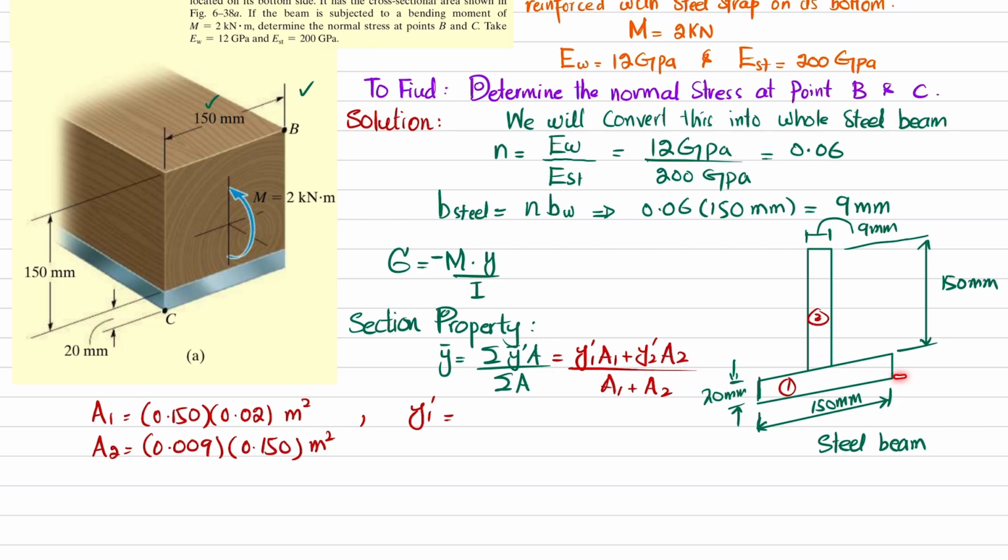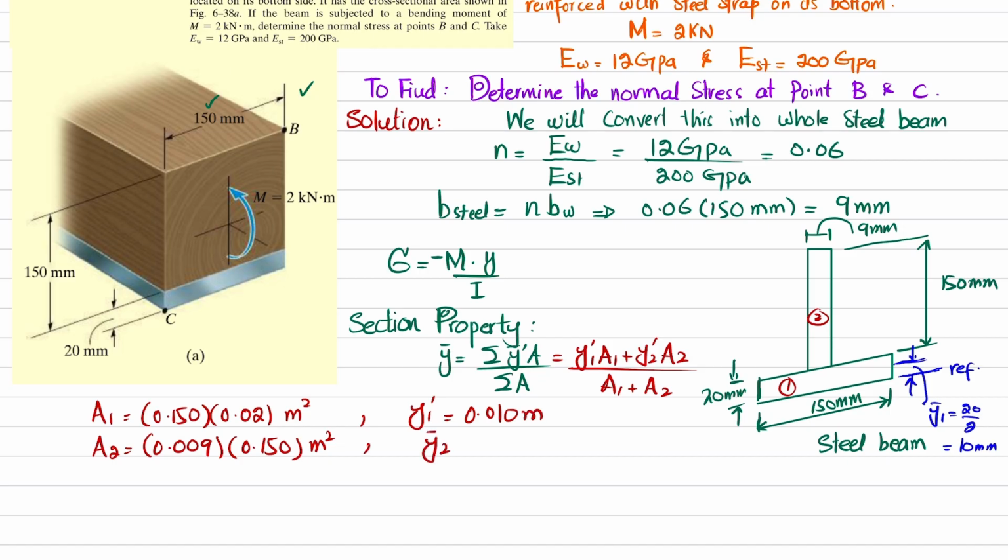So if I take this as a reference line, I will write here that we will take this bottom line as the reference line. So from the reference line till the mid of the first section, this will be y1 dash. So y1 dash is equal to 20 divided by 2, which is equal to 10 millimeter. So I can write y1 dash is 10 millimeter or 0.010 meter.